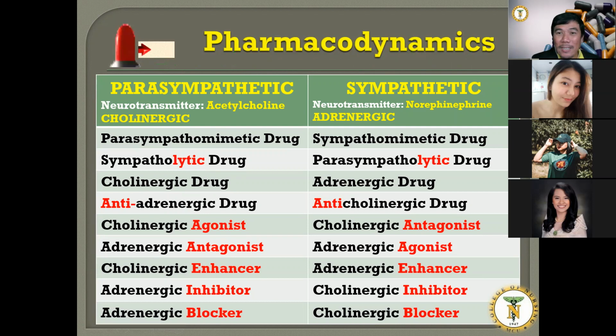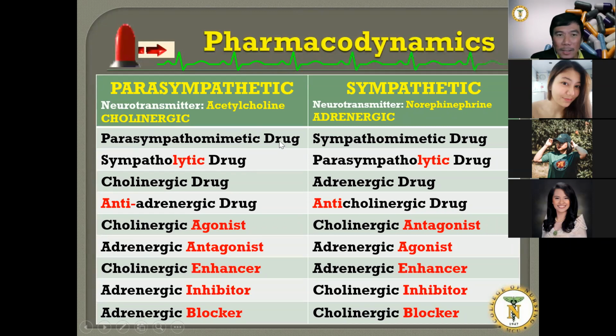Let's include lytic. Lytic, antagonist, inhibitor, and blocker are similar or synonymous with each other. And if you use anti, that will also clearly identify the classification of the drug. Next, if we use the terms enhancer and agonist, they stimulate. Just similar with the parasympathetic response. Later on we will have an exercise.